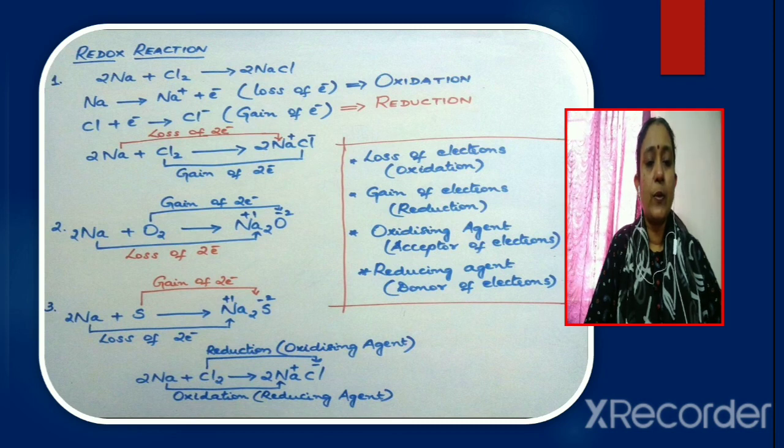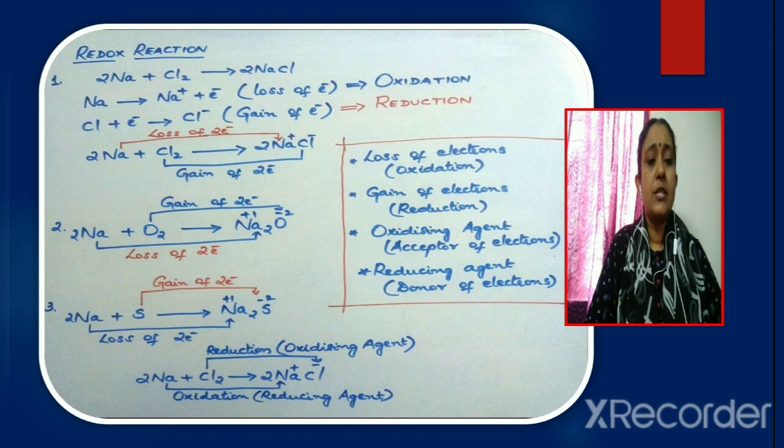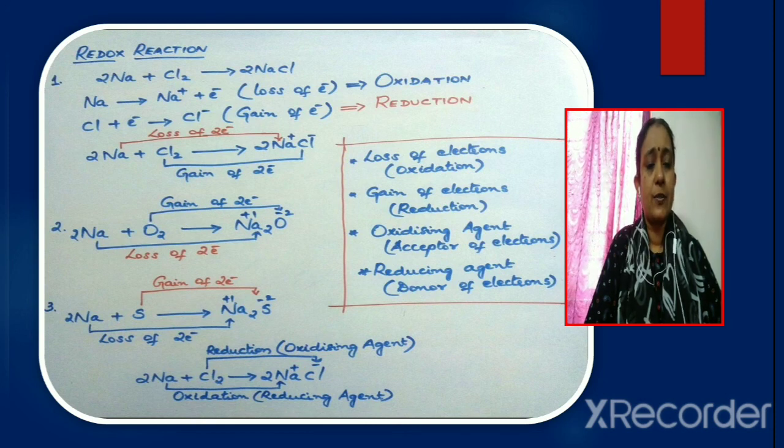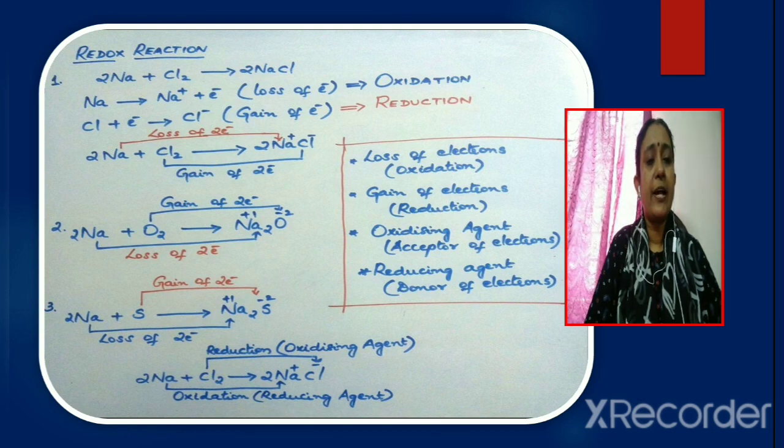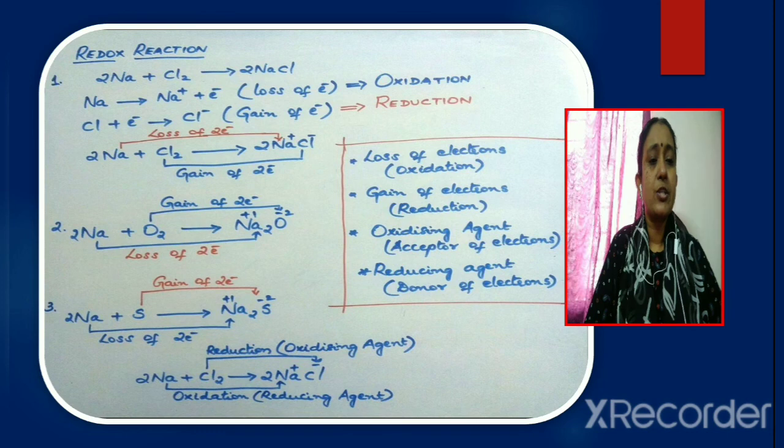Now consider the equation 2Na plus S gives Na2S. 2Na to 2Na+. There is loss of 2 electrons. So there is oxidation. Now sulfur S to S2 minus. There is gain of 2 electrons. Therefore there is reduction. So here in this reaction also oxidation and reduction takes place simultaneously. Therefore it is a redox reaction. So how can we define oxidation and reduction in terms of loss and gain of electrons? Oxidation is a process which involves loss of electrons, and reduction is a process which involves gain of electrons.